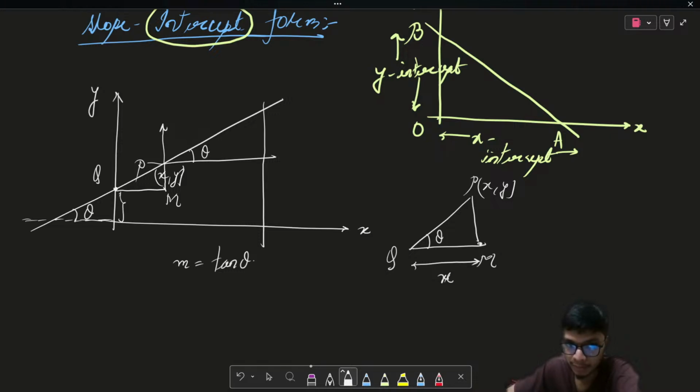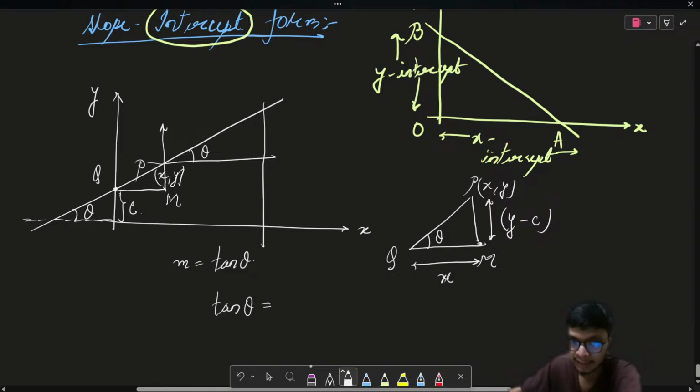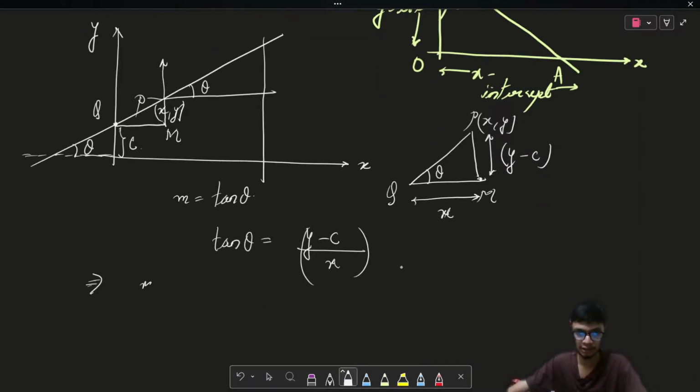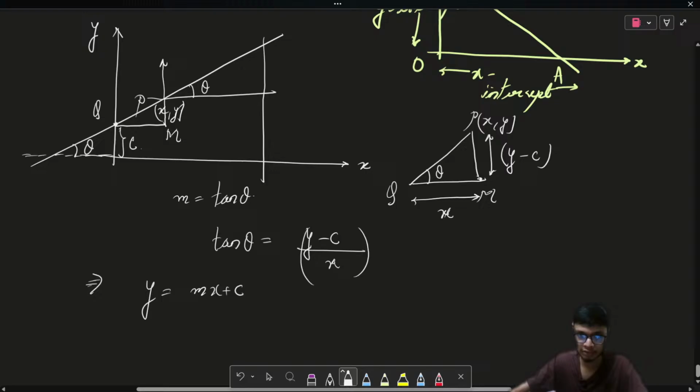Now let us call this particular intercept on the y axis c. So this particular distance PM would become equal to y minus c, right? So y minus c, and now if I apply the tan of theta, it is going to come out as y minus c upon x. Therefore, if I replace this tan of theta with m, I get the result mx plus c, or maybe I will write it like this: y is equal to mx plus c.